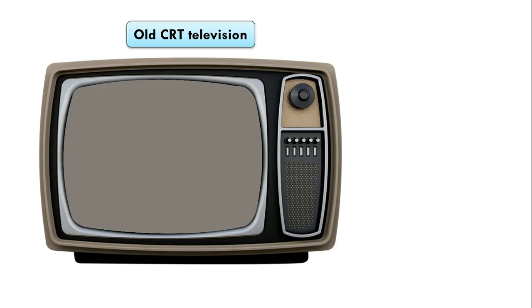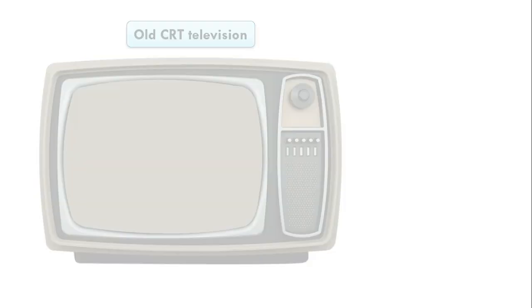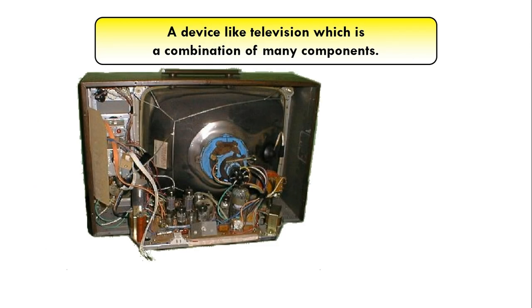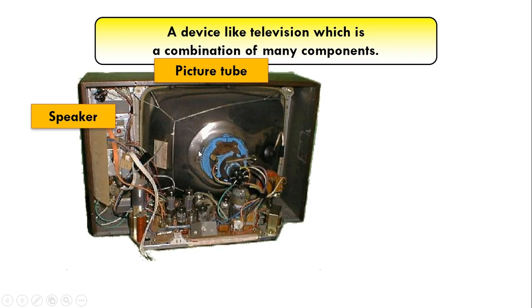Now we can see an old CRT television. You can see the complete picture of the TV and the back side of it. There is a motherboard which has a large number of devices like resistors, capacitors, etc. This is what we call the picture tube, where we get the picture of any image, and here we can see the speaker and the basic power circuit.